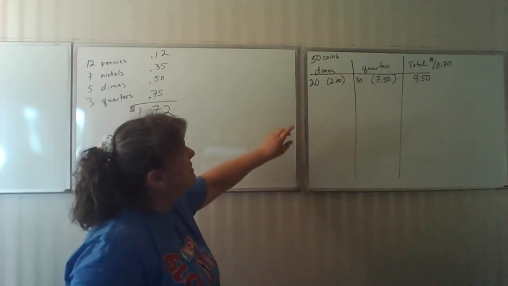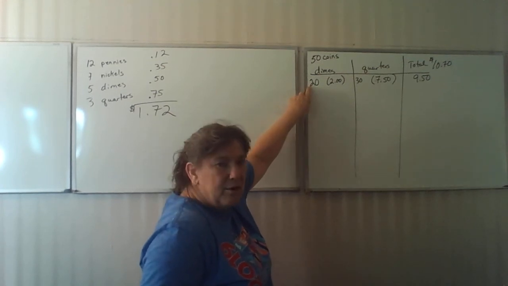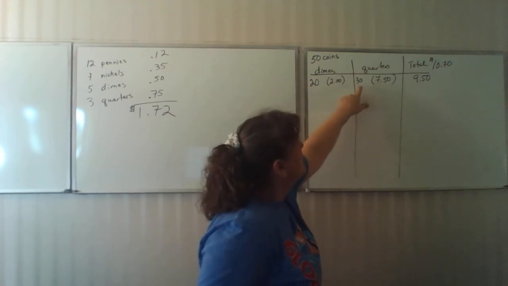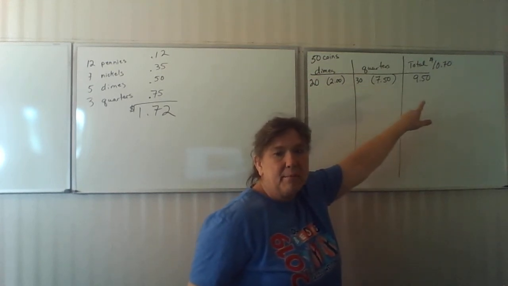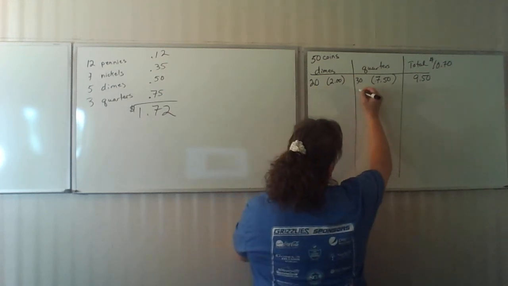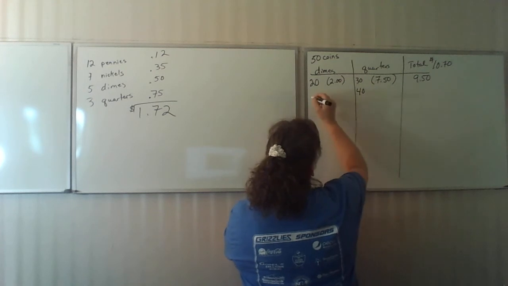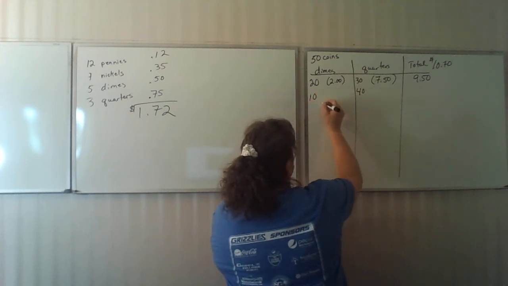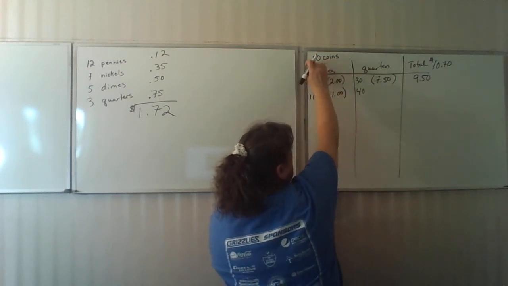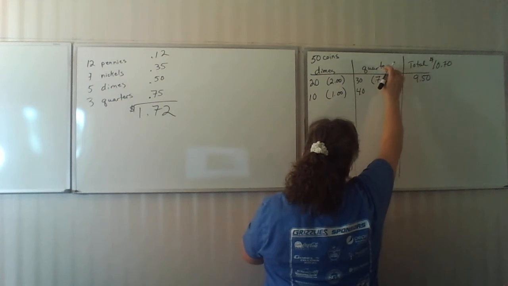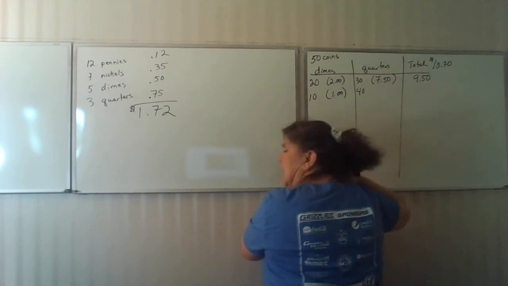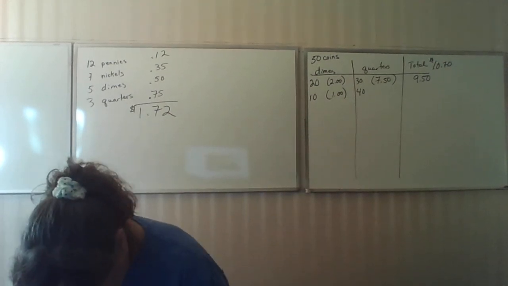So now I have to decide, do I want fewer dimes or do I want fewer quarters? Well, if I increase my quarters, I'm going to increase my amount, and I need to increase my amount. So that means my quarters are the ones I'm going to increase. So why don't we jump to 40, and that leaves 10 dimes, which is $1, because 10 plus 40 is your 50. And 40 times 25 would be $8? No, that would be $10.